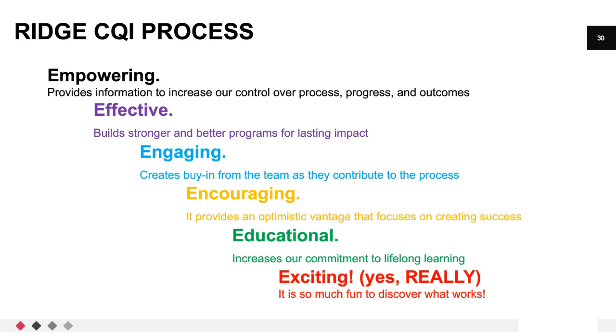We've really evolved our CQI process, which we'll talk more about in our presentation. But basically, we use the 6E. CQI is 6E, right? So it's empowering. It provides information back to our staff, to our key stakeholders. That includes schools, our partners, our health departments, our funders, our legislators. Anyone who's interested in knowing what is happening, how is this investment, what's the return on that investment, and it really empowers us to know, hey, this is really what we're accomplishing. It's effective because it helps us build stronger and better programs for lasting impact.